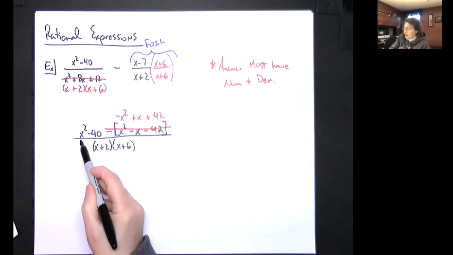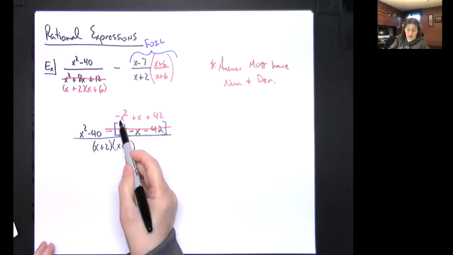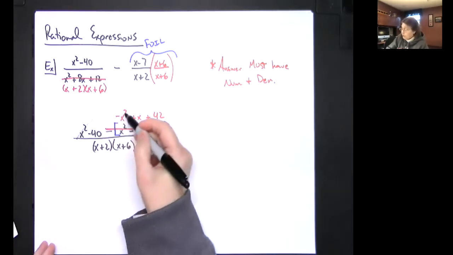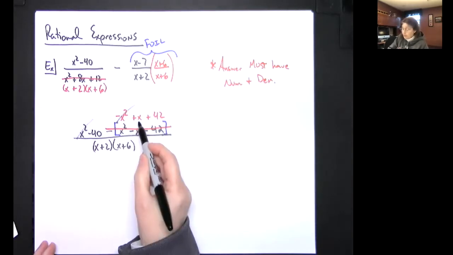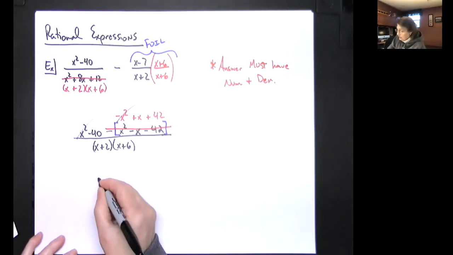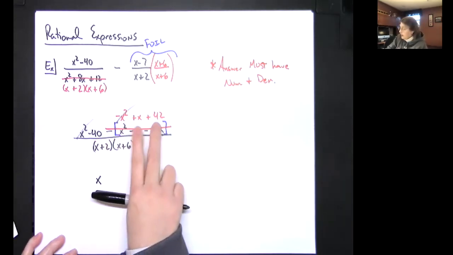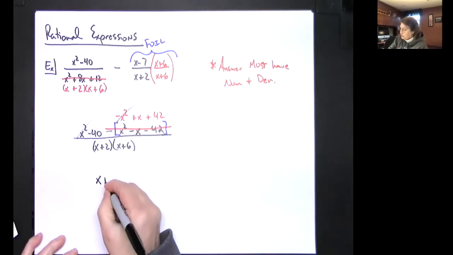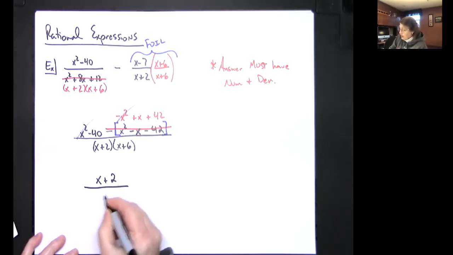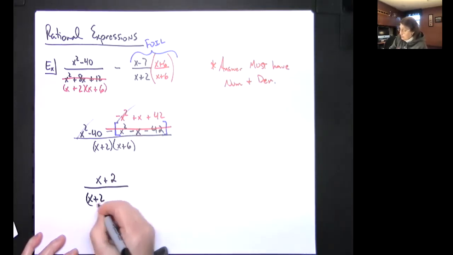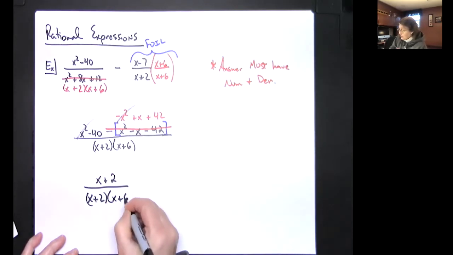X squared and negative x squared are going to be crossed off. I'm going to have an x right there. And then I've got a negative 40 and a 42. That's going to give me a plus 2. Oh, this one's going to turn out really nice. X plus 2 and then x plus 6.